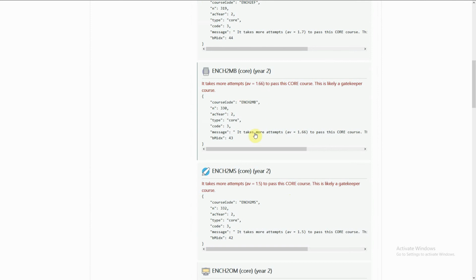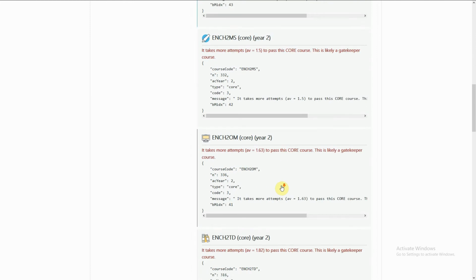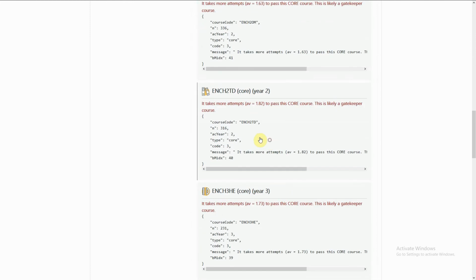So these courses again occur early on, and they serve as a prerequisite to many other courses in that academic program. So for example here, this course is a prerequisite to several third-year courses, and then those third-year courses are prerequisites to other fourth-year courses. So having a low pass rate here, and here you can see it takes 1.82 attempts before this course can be passed.